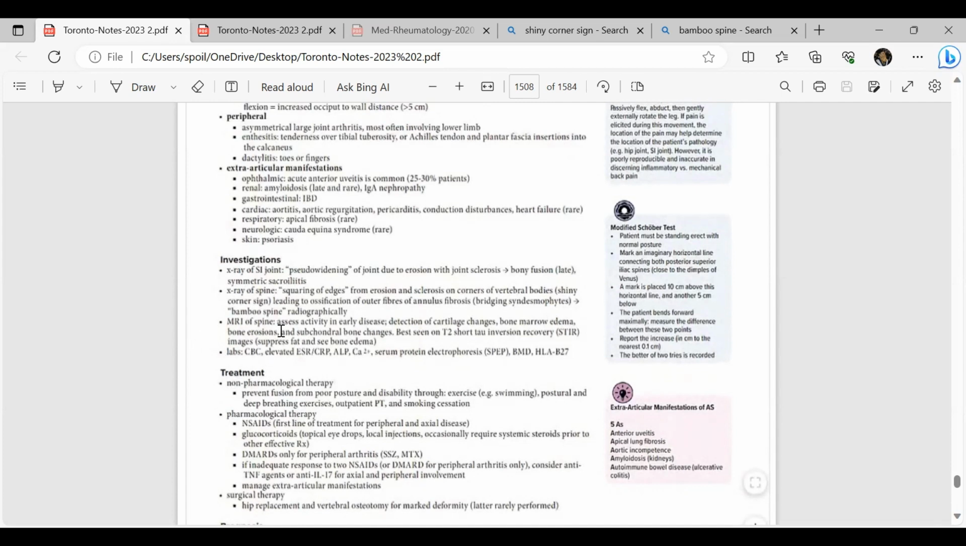Okay, and then MRI will show bone marrow edema, bone erosions and subchondral bone changes, best seen on T2, short tau inversion recovery images. And labs, CBC we will do, and we will be having elevated ESR, CRP, ALP, calcium, serum protein electrophoresis, and again this one, HLA-B27.